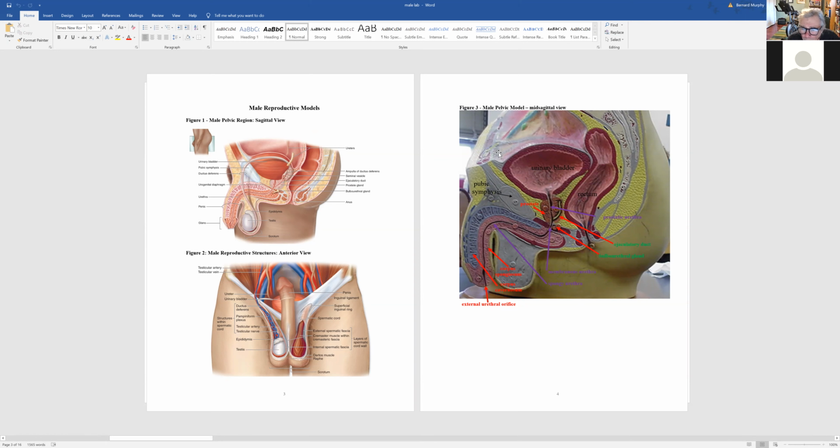You don't have to worry about urinary bladder or pubic symphysis. I'm not going to ask you about those. That's the rectum. We'll pass that.